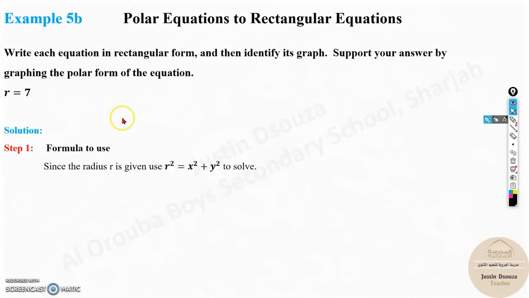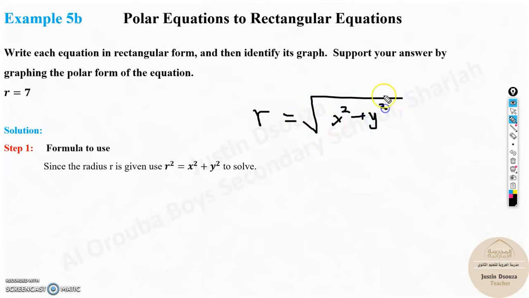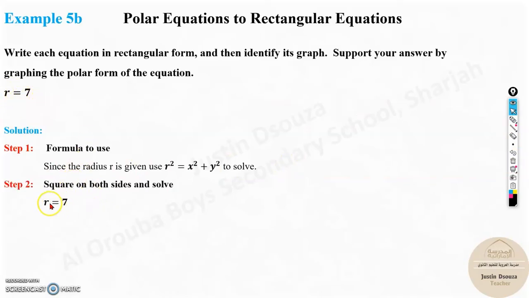Over here, we have to use this formula. We have learned r equals square root of x square plus y square. Now square both sides here, and the square root and square cancel, so r square is x squared plus y squared. Now all you need to do is square both sides of the given equation. You get r square equals 7 square. So substitute over here: x square plus y square equals 49.